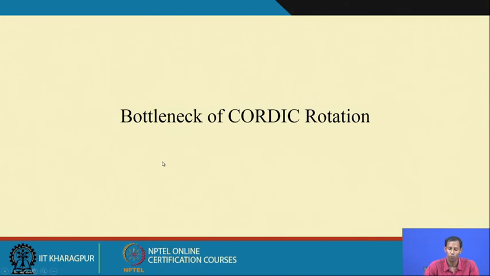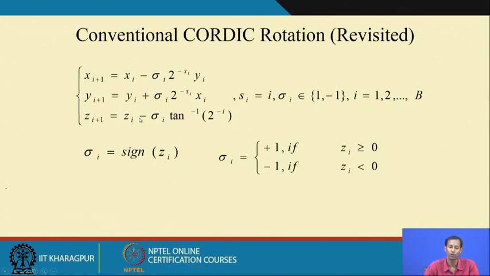Okay. So, what is the bottleneck of CORDIC rotation? This is the basic equation of conventional CORDIC: x(i+1) is dependent on x(i), minus sigma times 2 to the power minus i times y(i). Here sigma means the sign of z. The bottleneck is the sequential determination of sigma i based on z i, because depending on this sign we compute each iteration, whether it will be plus or minus. This calculation of the sign of sigma i based on z i makes the CORDIC algorithm sequential.